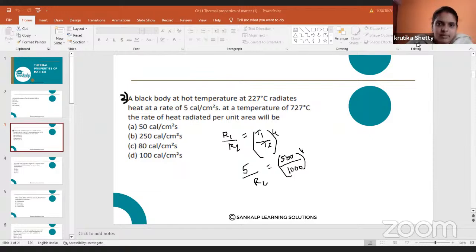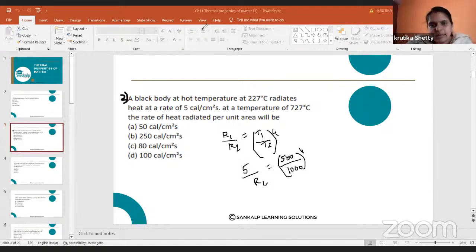Calorie per centimeter square second. No need to convert, take it as it is, because the given data is also in calorie, and the options are also in the same unit. Option A, B, C, D. CAL is denoted for calorie. Heat rate we measure in calorie and also in joules. Calorie is a CGS unit.